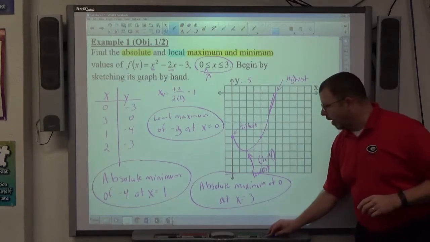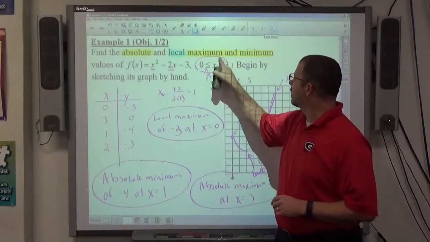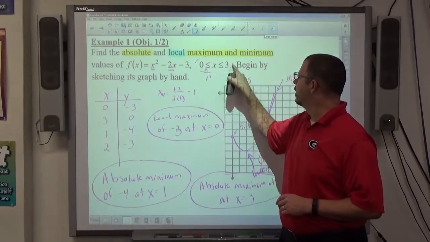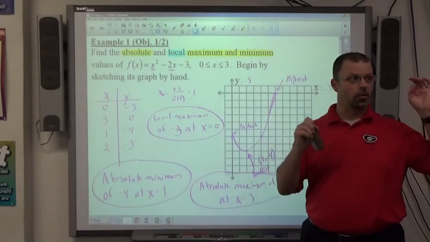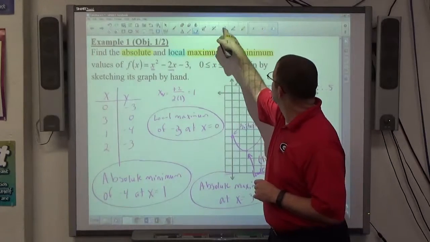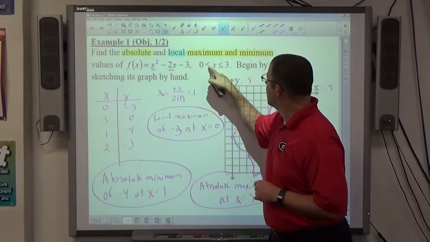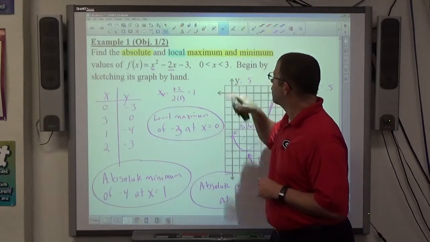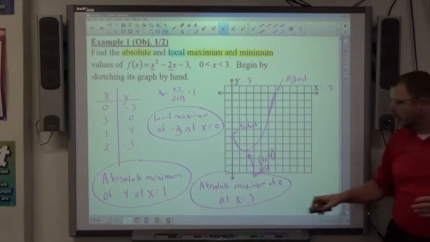Now let me throw a little what-if at you real quick, because this is going to happen in your homework, and I want you to know how to handle it when it does. Suppose, okay, there's our interval, right? And we have the equals to, so we have the closed circles on those zeros, right? 0 and 3. All right, suppose that they did this. It didn't have the equals to. We just said less than.